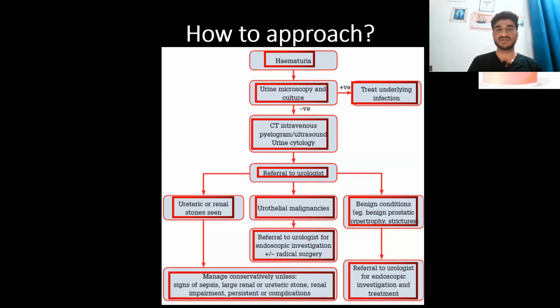For example, we do the endoscopy through the rectum to see the prostate, whether there is hyperplasia or any adenoma or tumors. So we check the prostate completely to rule out the cause of hematuria.